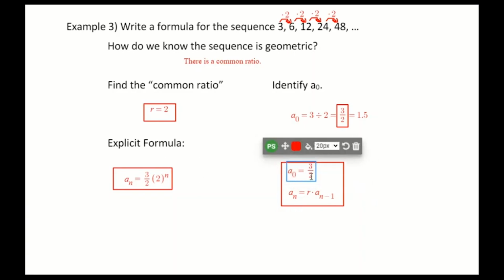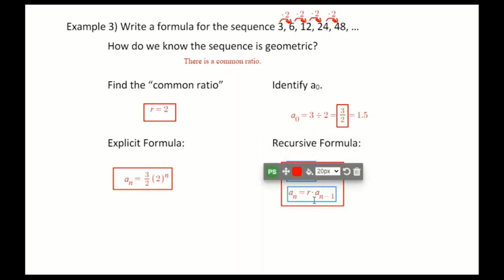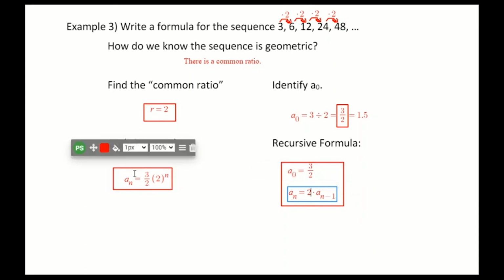So that's our initial term, and to get the next term, we are going to multiply by 2. So we've got 2 times 3 halves, which is 3. 2 times 3 is 6. 2 times 6 is 12. 2 times 12 is 24, and so on. So you're taking that previous term and multiplying it by 2. So we've got the explicit formula and the recursive formula.